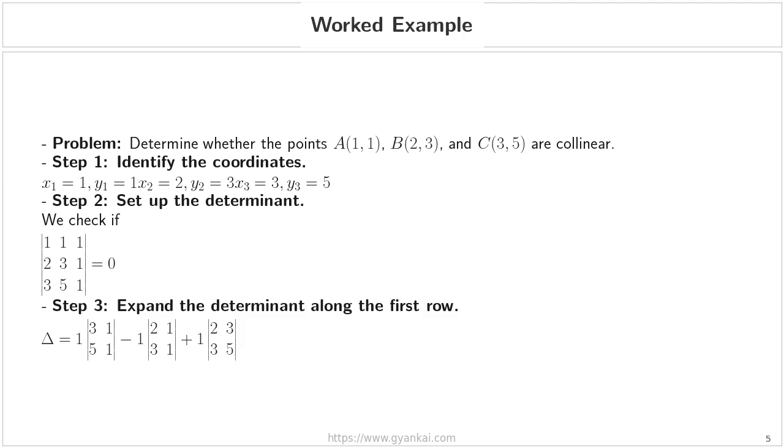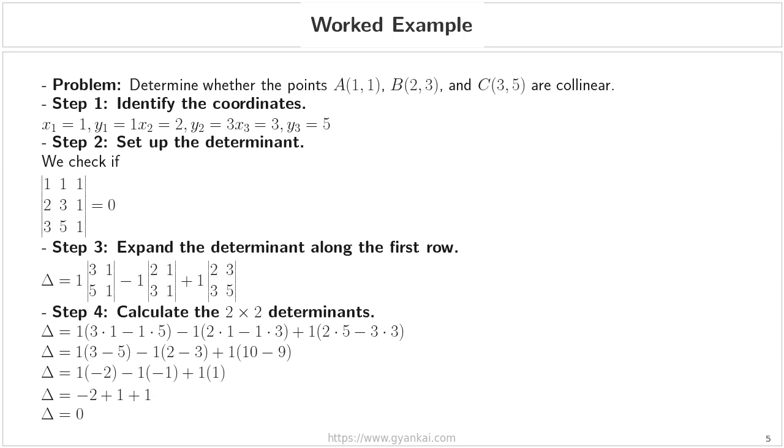Step 3, now we expand this determinant along the first row. Be very careful here with your signs, as I'll mention later in the presentation. We take the first element, 1, and multiply it by the determinant of the 2x2 matrix remaining when we cross out its row and column. That's 3, 1, 5, 1. Then, we subtract the second element, which is 1, multiplied by the determinant of the 2x2 matrix with 2, 1, 3, 1. Finally, we add the third element, 1, multiplied by the determinant of the 2x2 matrix with 2, 3, 3, 5.